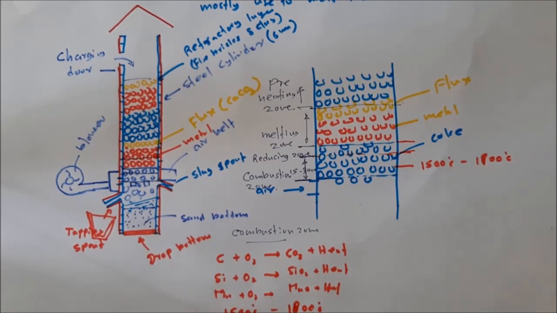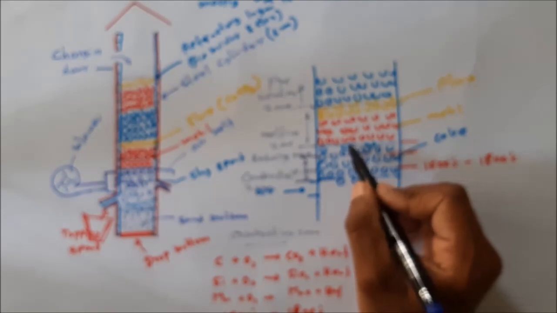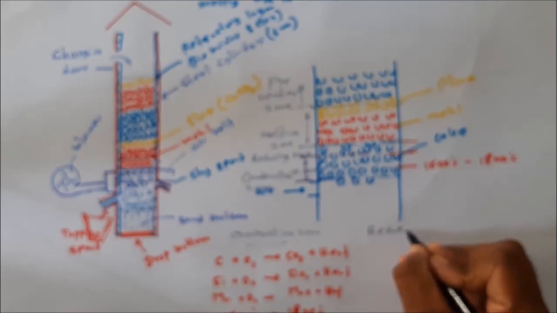Then again, from the ending point of the combustion zone to the top of the coke bed height is called the reducing zone. What happens in the reducing zone? The CO2 produced reacts with the existing carbon and produces carbon monoxide and heat. In this reducing zone, the temperature is around 1400 centigrade to 1200 centigrade. That means you can see the temperature reduces.